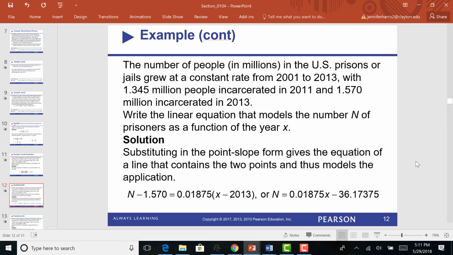I still got to do what? Now, let's see what it says up here. Does it give us any additional information to change? You write the linear equation that models the number of people incarcerated as a function of the year. Say it again. It says incarcerated in 2011. So she was saying I shouldn't be right there. Oh.